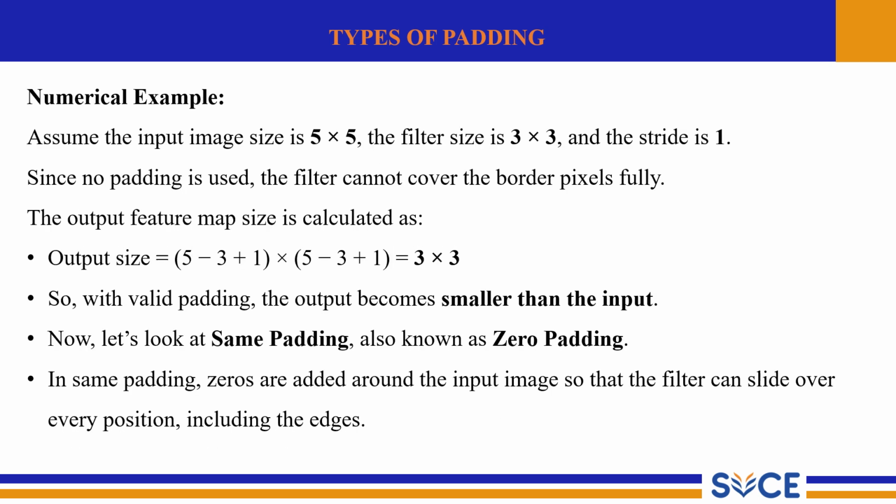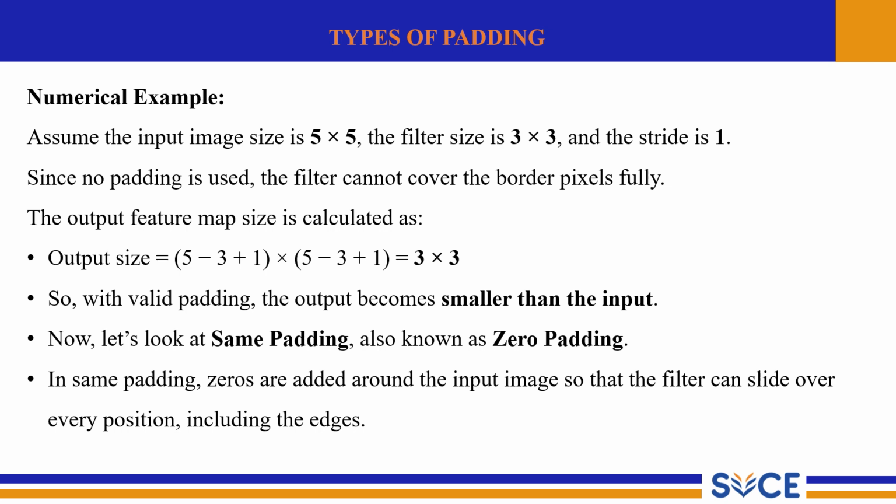Let's take a simple example for zero padding. Assume that we have an input image of size 5 cross 5, a filter of size 3 cross 3, and a stride of 1. If we use no padding, the filter cannot fully cover the border pixels. So the output feature map is calculated as output size equals 5 minus 3 plus 1 into 5 minus 3 plus 1, which equals 3 cross 3. So with valid padding, the output becomes smaller than the input.